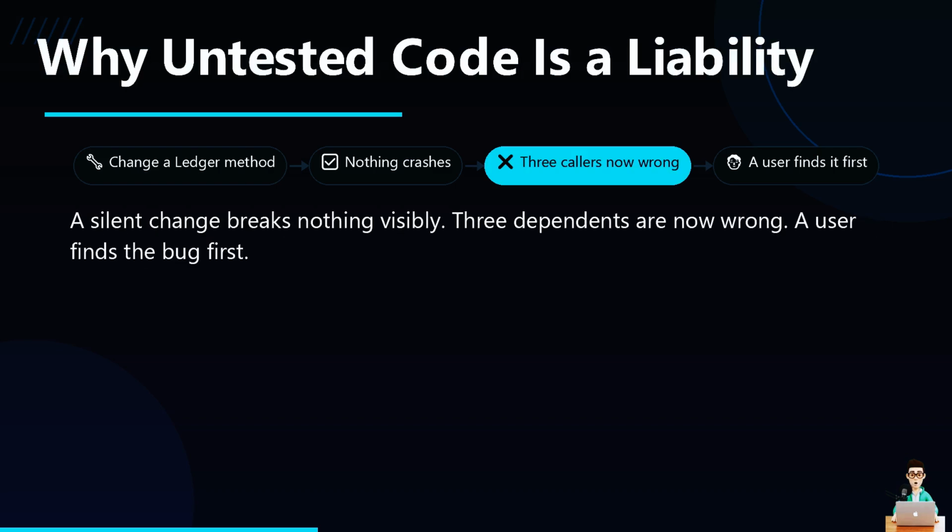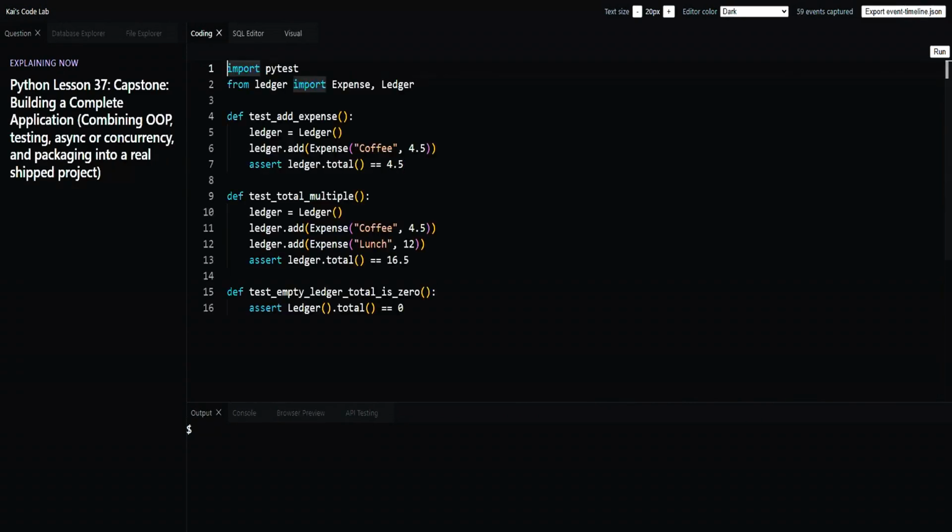But 3 other places that depended on it are now silently wrong. And without a test, you won't find out until a user does. Manually rechecking Ledger by hand doesn't scale past a few files, so we write pytest tests instead. The first test adds one expense and checks the total matches. The second adds 2 and checks they sum correctly.